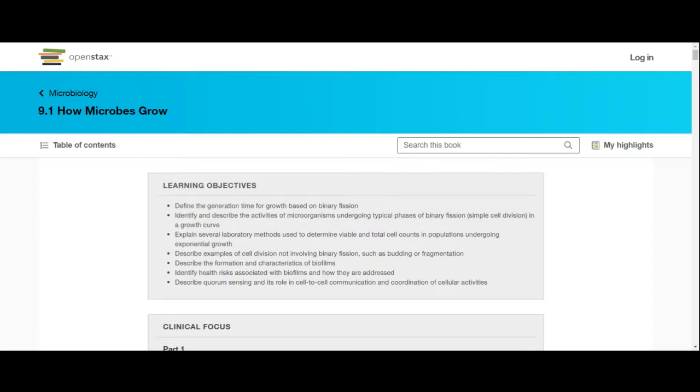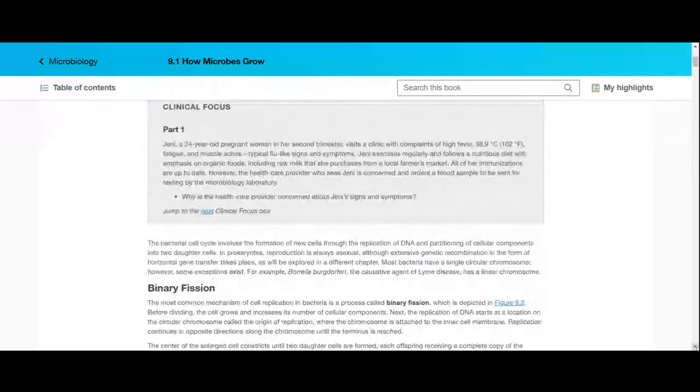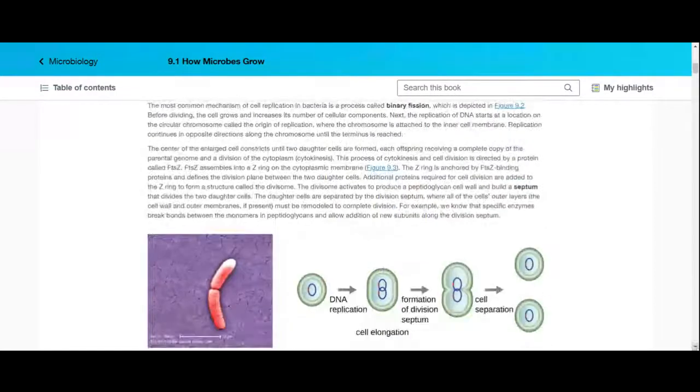A little bit of time to go through some of the material from Chapter 9. And this first little section here about how microbes grow, I just want to cover a little bit about binary fission. So binary fission is the way that bacteria replicate.